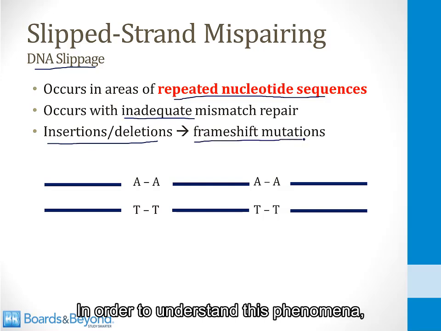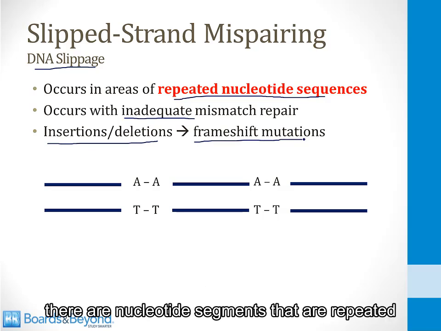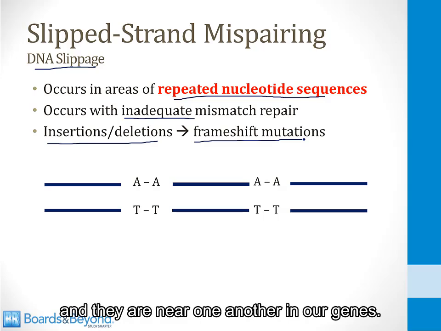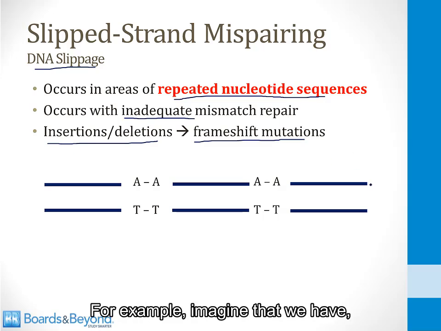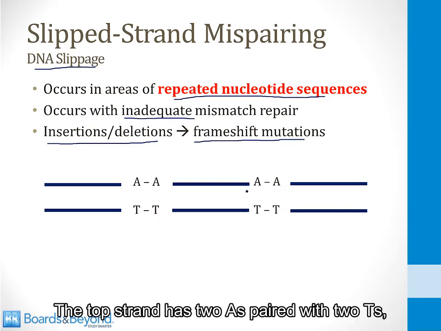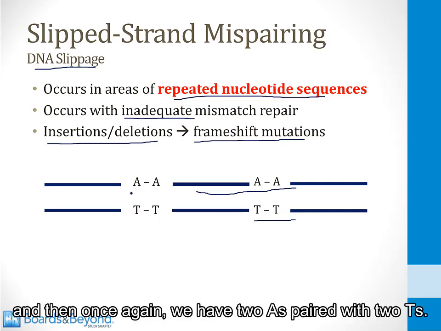In order to understand this phenomenon, you need to appreciate that in many stretches of our genome, there are nucleotide segments that are repeated and that are close together. In other words, they look just alike and they are near one another in our genes. For example, imagine that we have the two complementary strands of DNA shown on the screen. The top strand has two A's paired with two T's. There's then a short stretch of nucleotides represented by the blue line. And then once again, we have two A's paired with two T's.